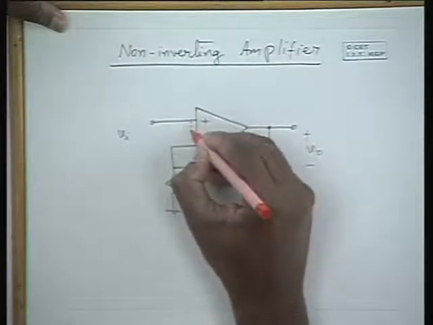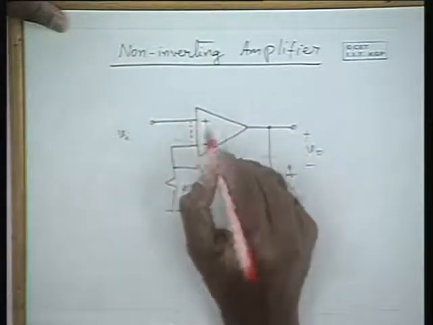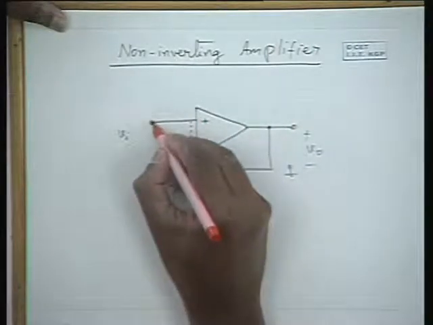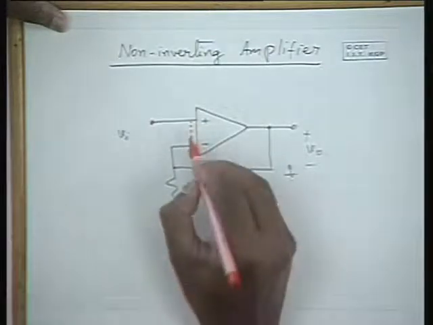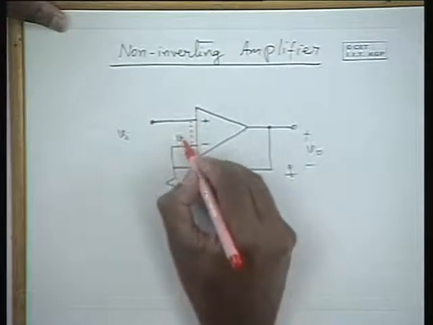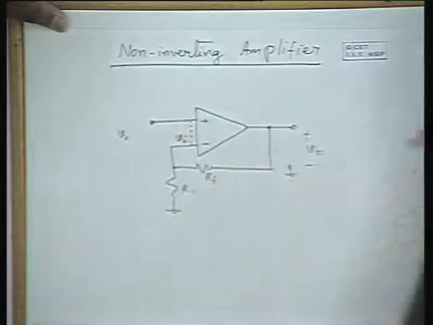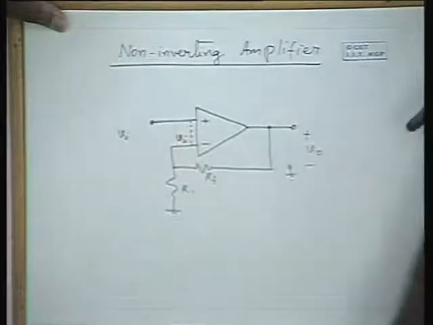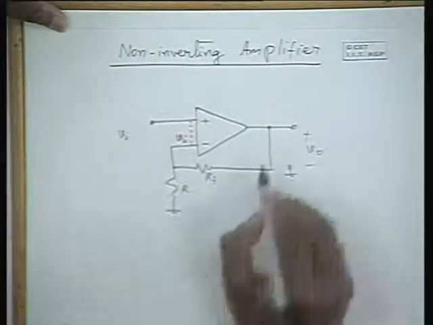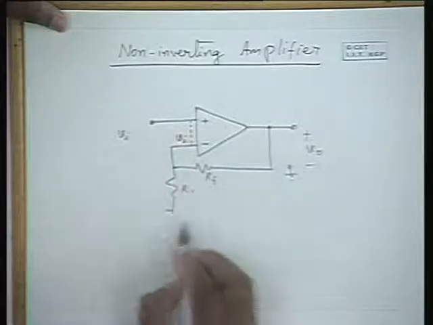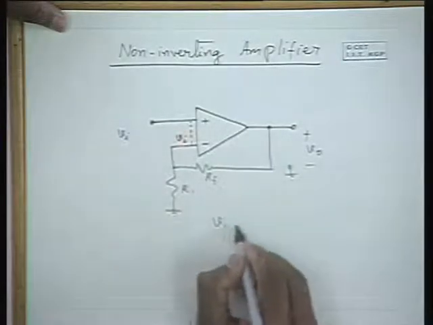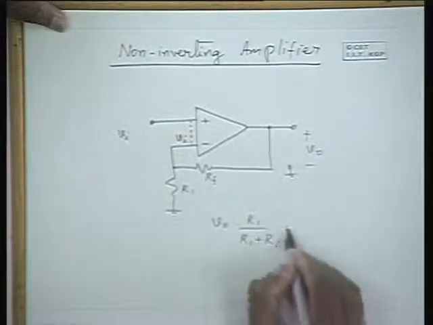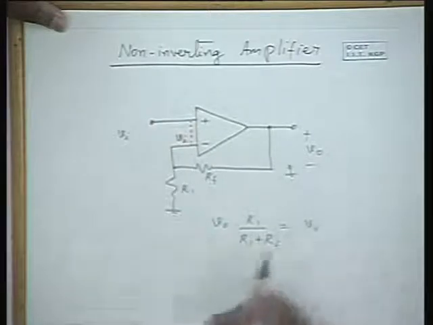With the virtual ground concept here, or virtual short concept, there is no ground here, it's a virtual short concept. If this terminal has a potential of Vi above the ground, this terminal voltage also will be Vi for a reasonable output, assuming the output is undistorted and reasonable. So if this is Vi, this voltage is Vi, that means V0 into R1 divided by R1 plus RF is equal to Vi.